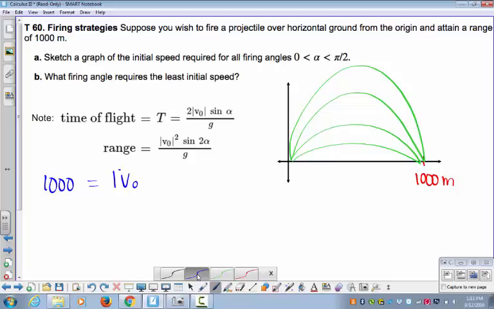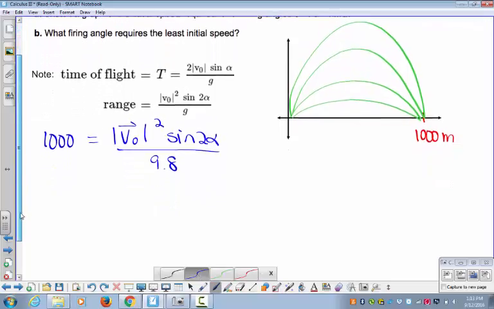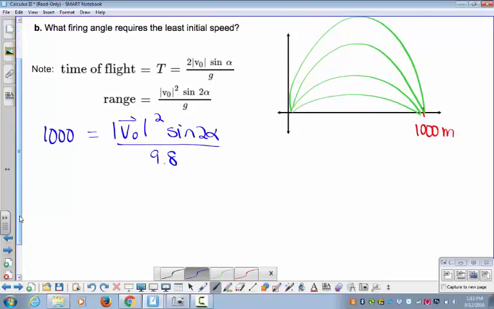All right, so let's see. That's the speed squared sine of 2 alpha. They are talking about meters, so we're going to use a 9.8. So there's our range. Multiply both sides by 9.8, so we're going to get 9,800 on the left side. 1,000 times 9.8, what do we get? 9,800. And if we divide by sine of 2 theta, or 2 alpha is what they gave us in this case, we get speed squared.